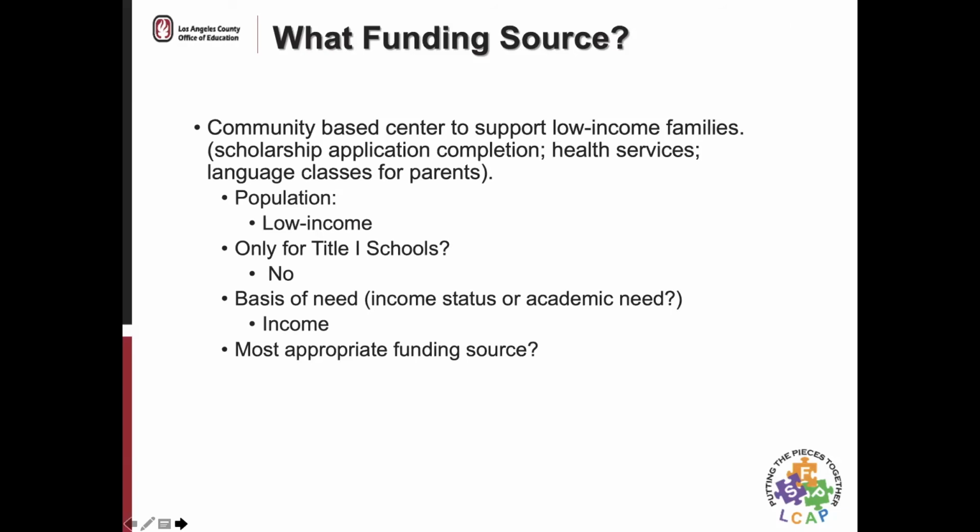Okay, it's income. It's their income status. Sorry, it's just like school, the gardener. So the basis of the need is not academic. It's based on income, and that's just fine. So what's the most appropriate funding source here? Low income students, not Title I schools. We're looking at need based on poverty.